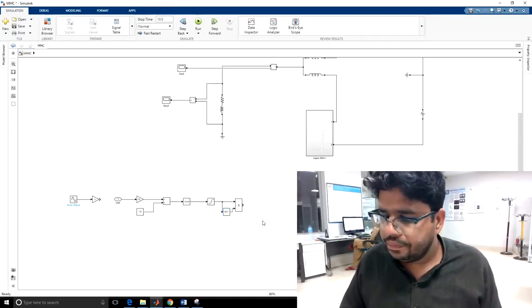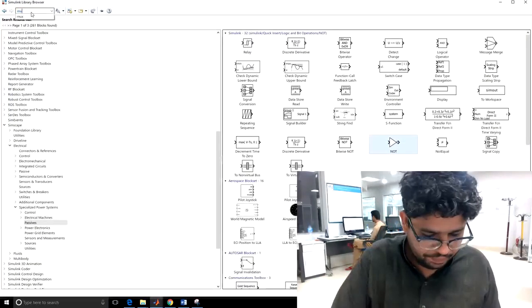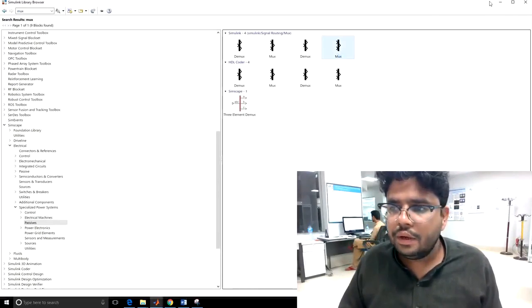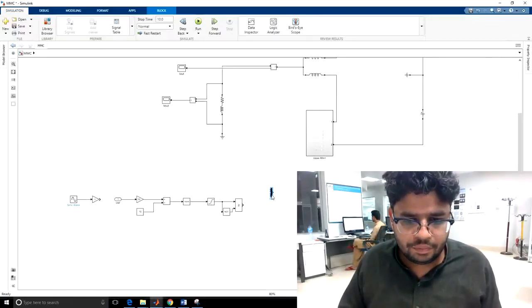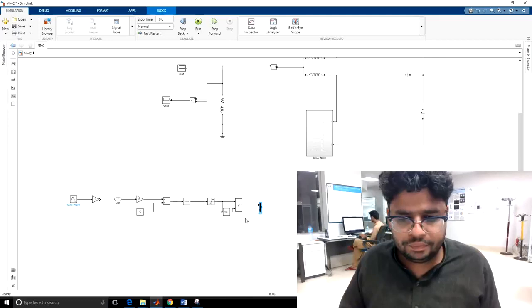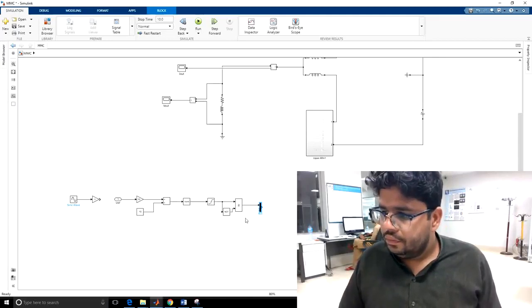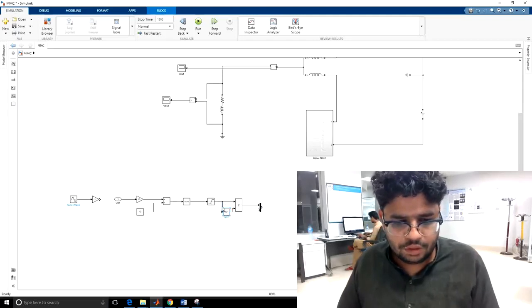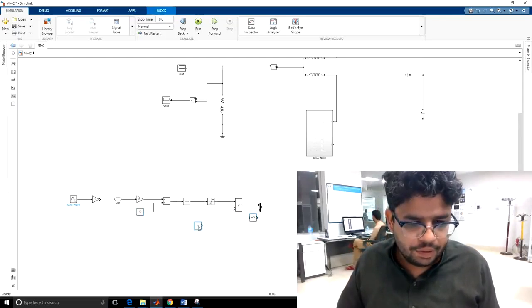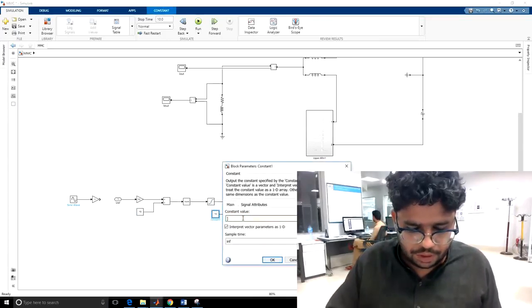Give the NOT gate here. Then I need a mux. So this NOT gate will not be connected here. Sorry, here we will connect a constant block whose values should be a range of values from 1 to 10.